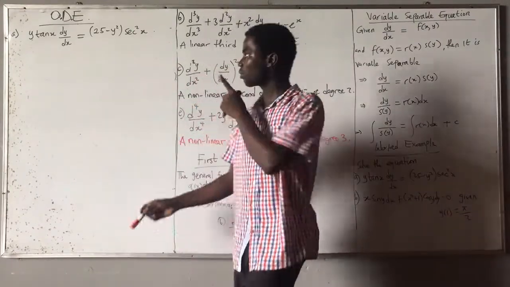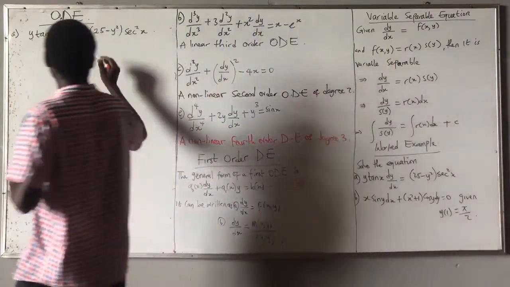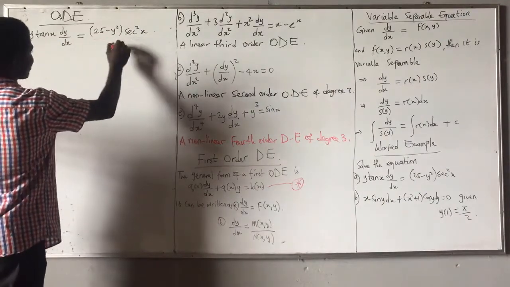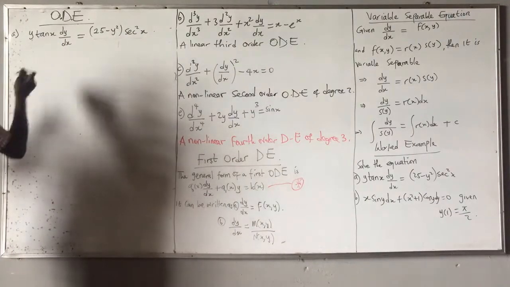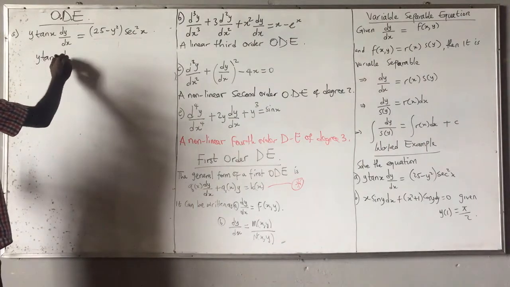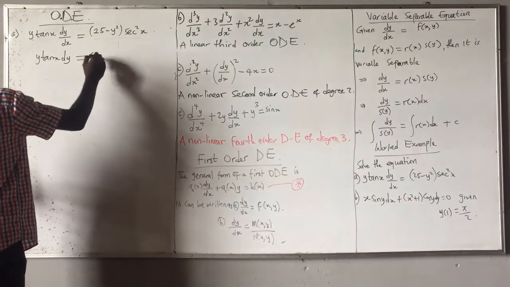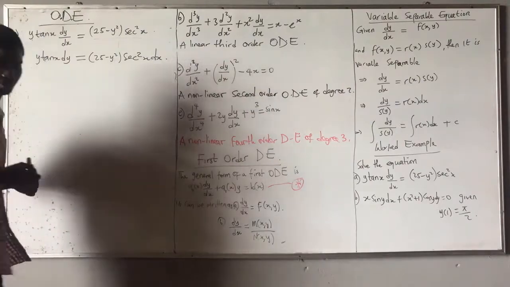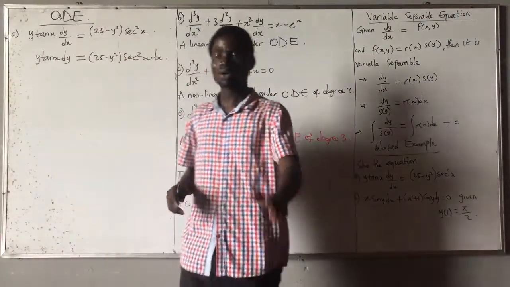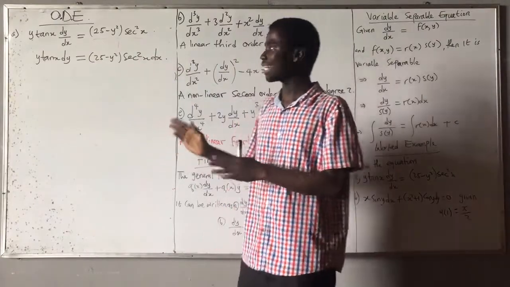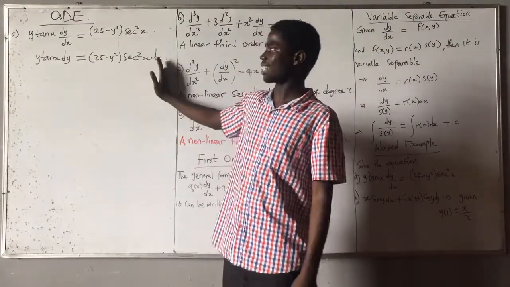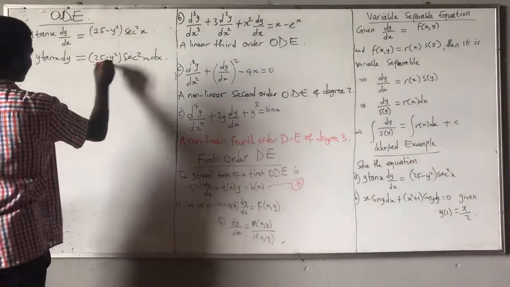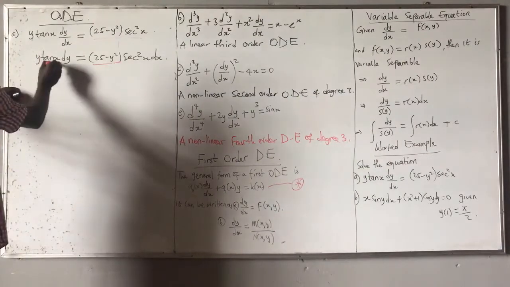Look at the way I'm going to do it now. We want to solve this differential equation. Let me show you something. Cross multiply, this is over 1. You will have what? y tan x dy is equal to what? (25 minus y squared) sec squared x dx. That is what you are going to have. Let all the x stay this side, let the y go there. So this 25 minus y squared, bring it here. This one, take it here.